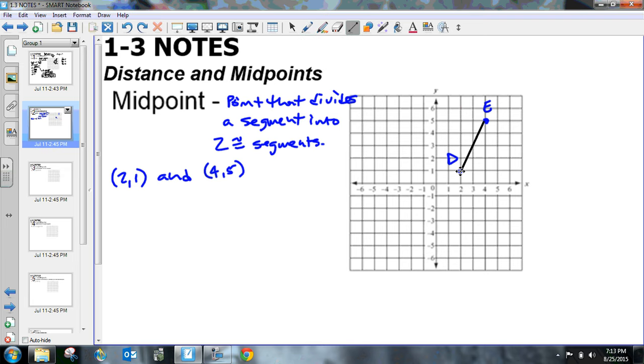I don't really know the length of this line, so to speak. We could figure it out using my friend Pythagoras. He's got a great idea. He's got some theorem that he uses.